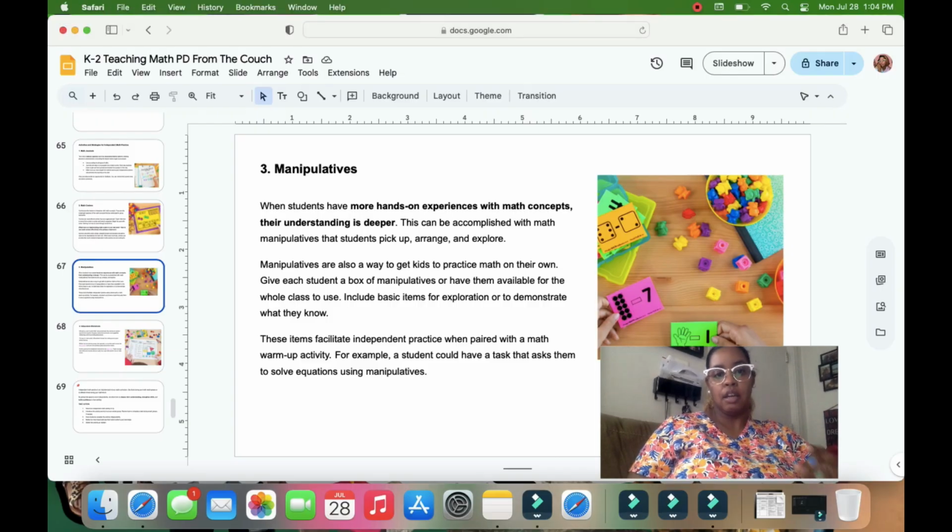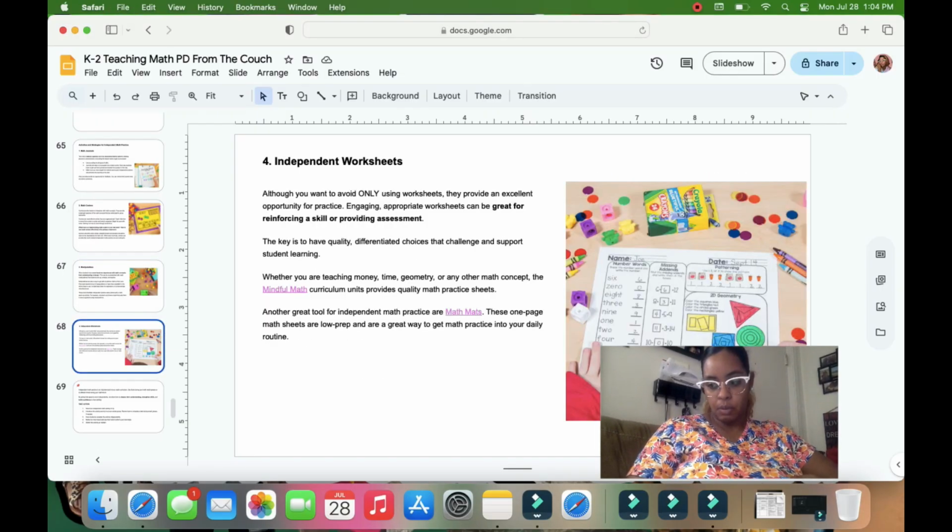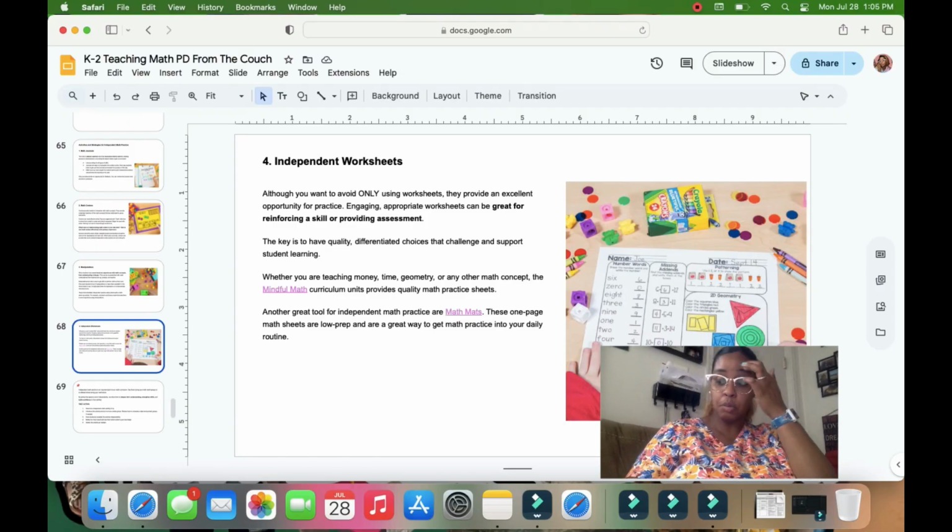And then number four is just independent worksheets. Independent worksheets could be a little bit of anything. Although you want to avoid only using worksheets, they provide an excellent opportunity for practice. Engaging, appropriate worksheets can be great for reinforcing a skill or providing assessment. And then the key is to have quality, differentiated choices that challenge and support a student's learning.